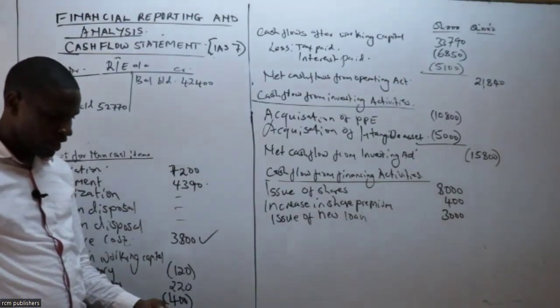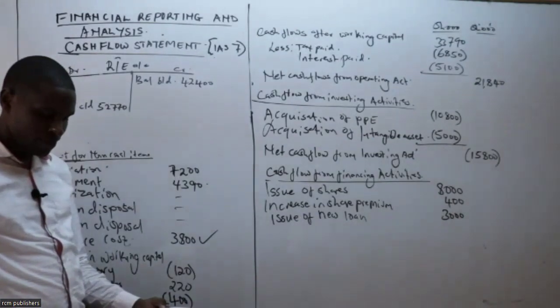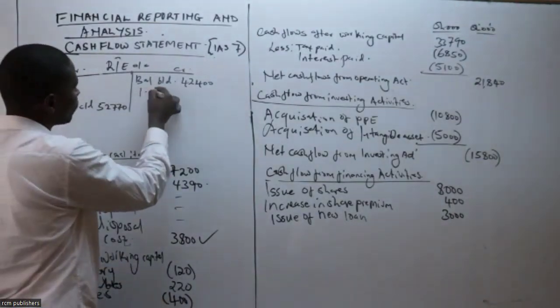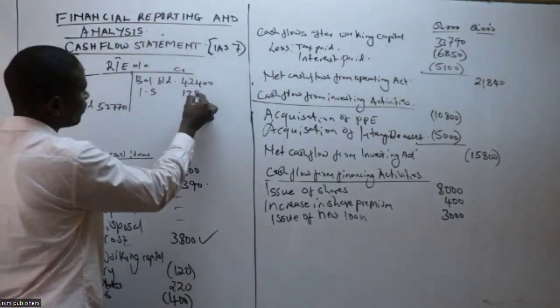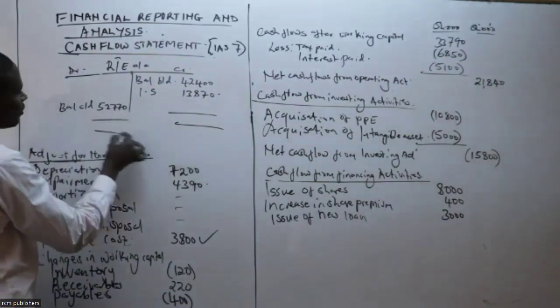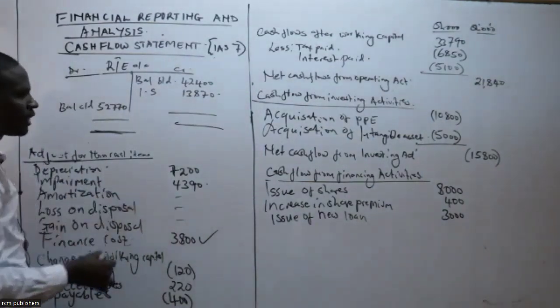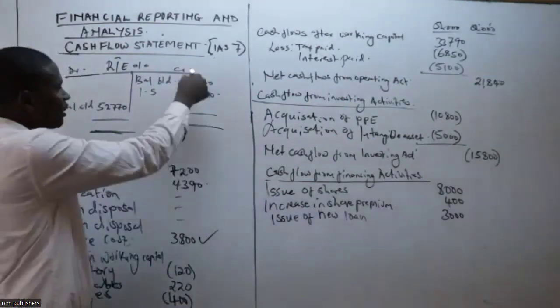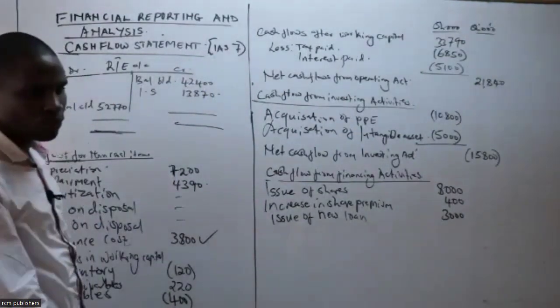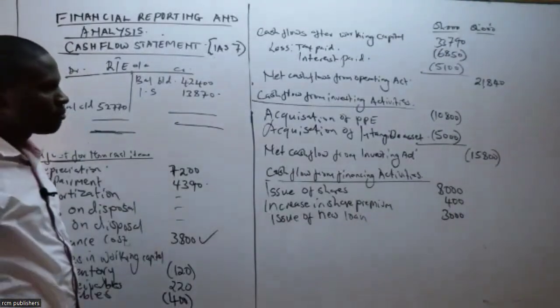Income statement. Can you see the profit for the year? Profit for the year, 13,870. So from the income statement, you have 13,870. And then whatever you get here, the balancing figure will be the dividend paid. So can you add for me this side? Then here, add for me. The faster you do it, the better.